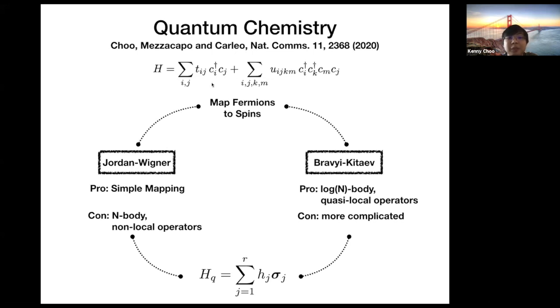And in order to use the machinery that we have already been working on, we decided to map it to a spin Hamiltonian via some kind of mapping.